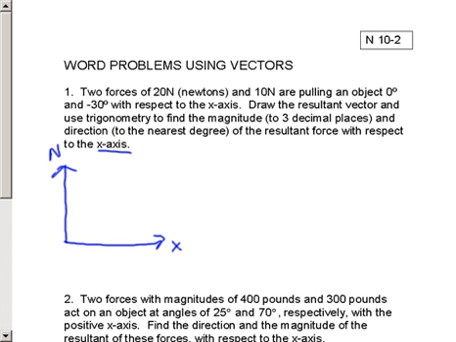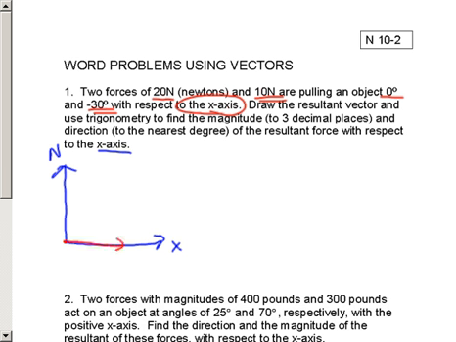So we have two forces. I'll draw the forces in red. One is 20 newtons and the other is 10 newtons. They don't tell you which one goes to which, but the 20 newtons goes to the 0 degrees, and the 10 newtons goes to the negative 30 degrees. It goes in order. So we're going to do 20 newtons at 0 degrees to the X-axis.